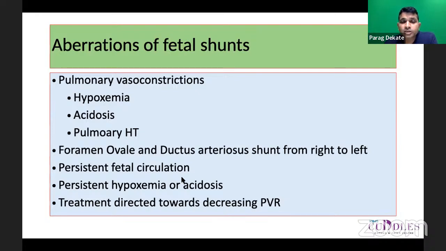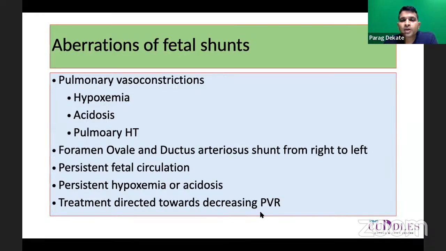There might be acidosis, hypoxemia, hyperlactatemia. All those things will make things more complicated. Negative inotropic effect, the heart will not contract well, and the PVR will go up. And in this situation, all the treatment is directed towards decreasing the pulmonary vascular resistance.